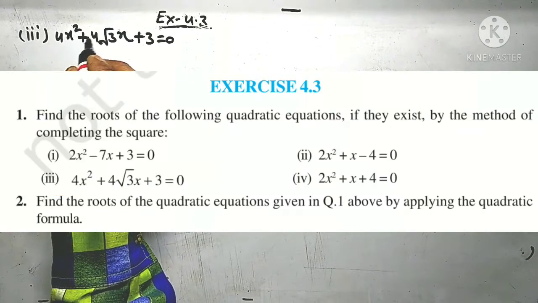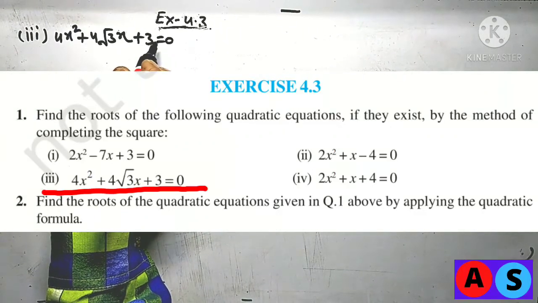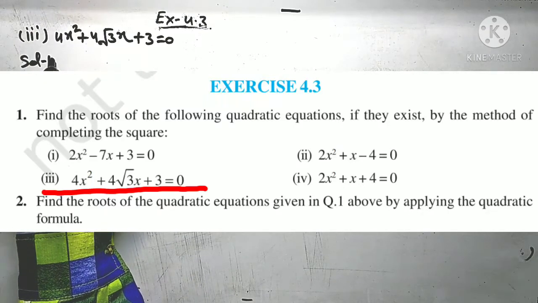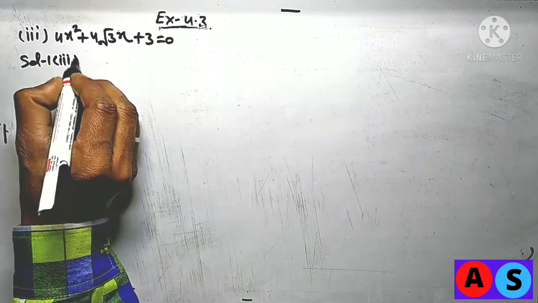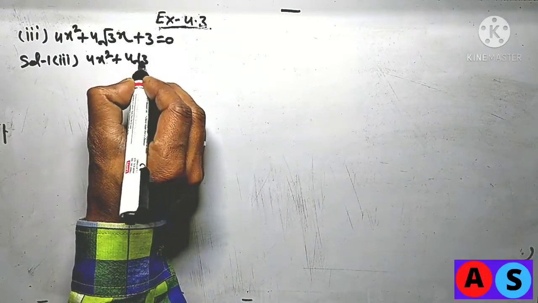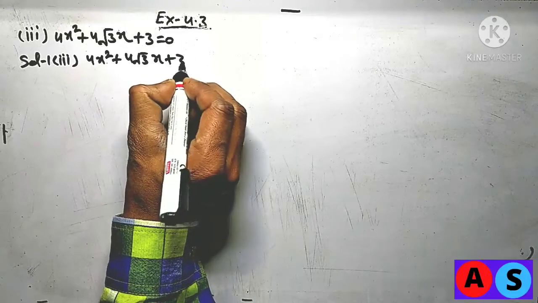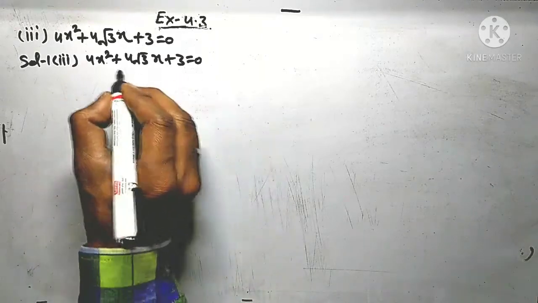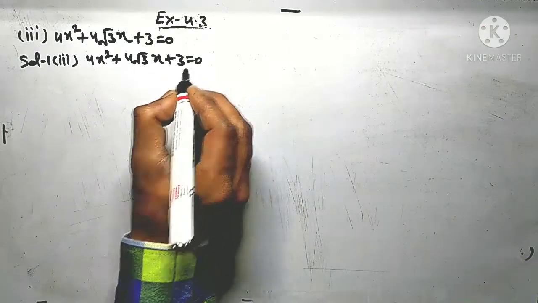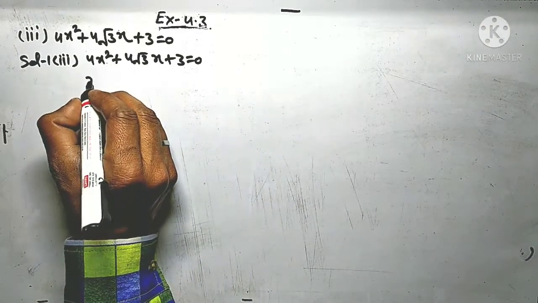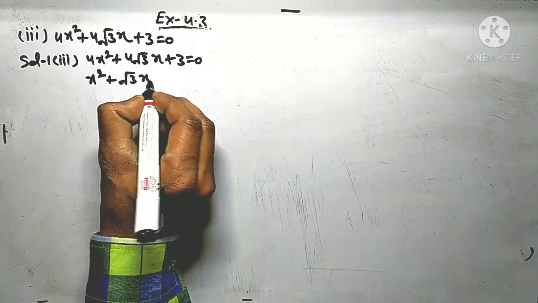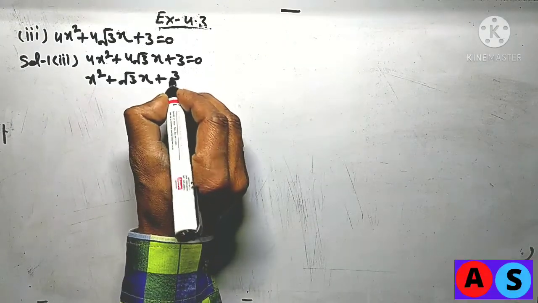Part 3, 4x square plus 4 under root 3 x plus 3 is equal to 0. Solution. Now make the coefficient of x square 1, so we divide the whole quadratic equation by 4. We get x square plus under root 3 x plus 3 over 4.